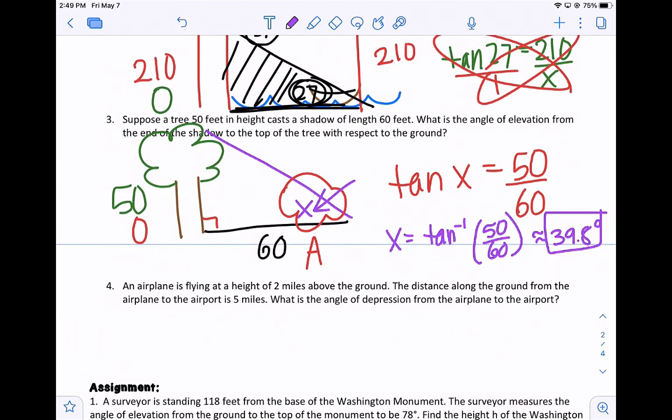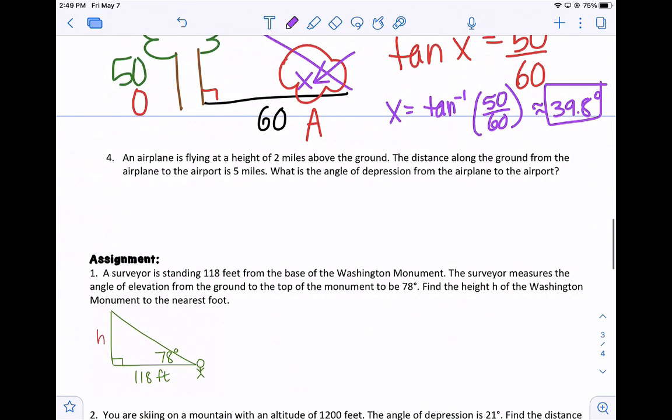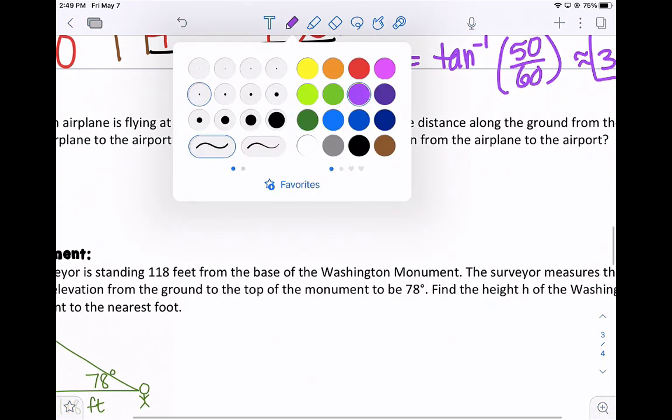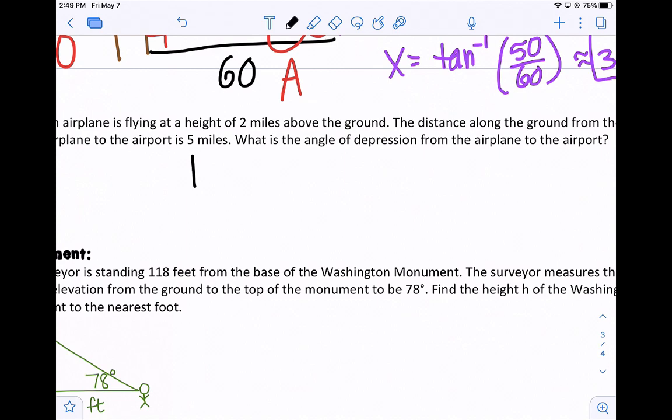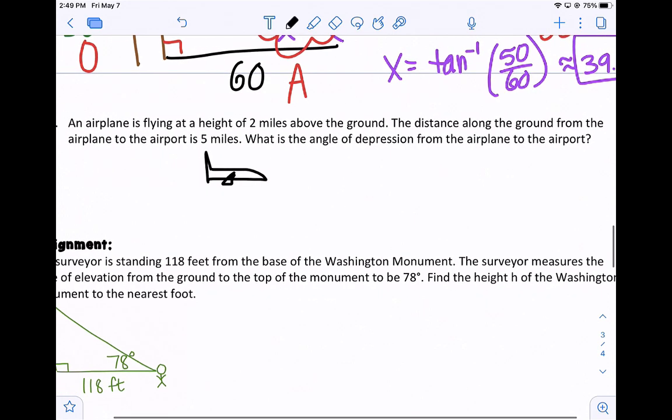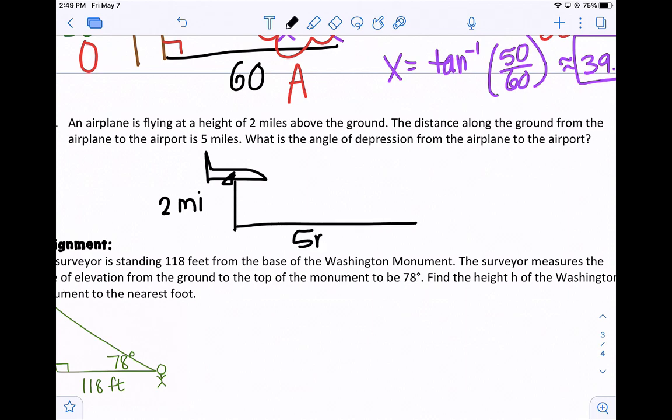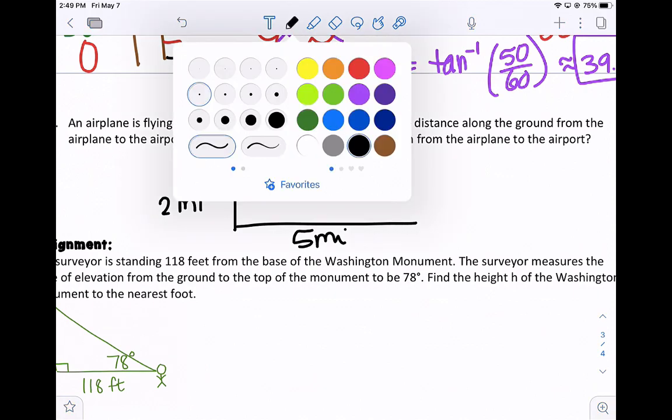Okay, last example. An airplane is flying at a height of 2 miles above the ground. Okay, so let's make our little airplane here. Okay, so there's my airplane. And it's 2 miles above the ground, so 2 miles. The distance along the ground from the airplane to the airport is 5 miles. What is the angle of depression from the airplane to the ground? Okay, so angle of depression.